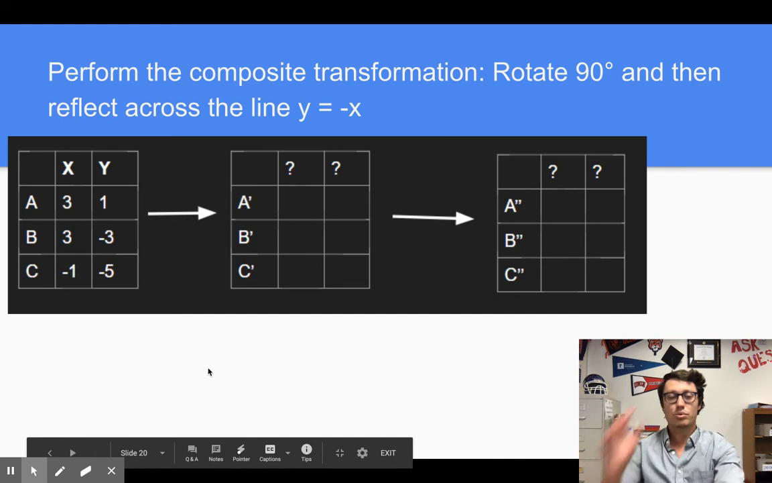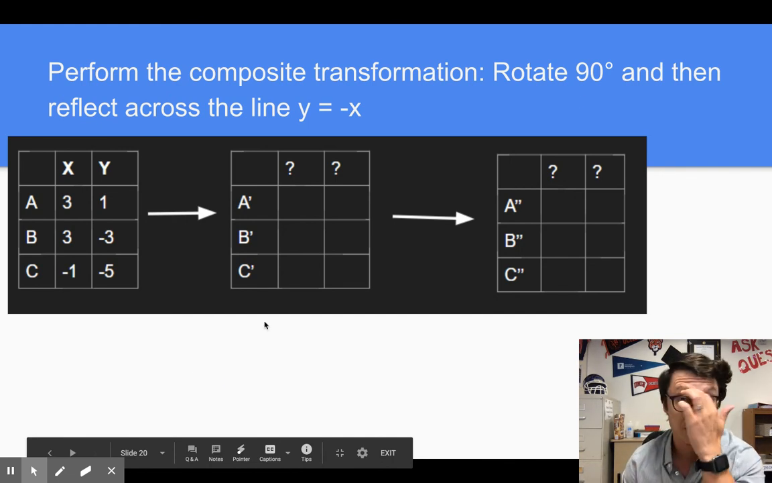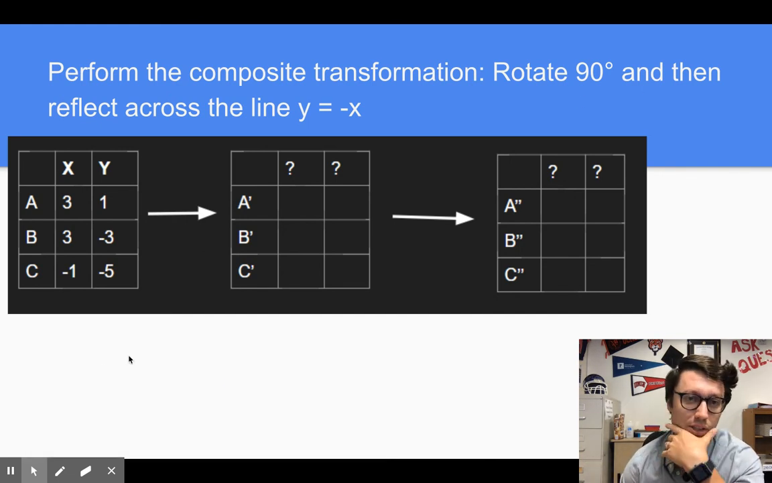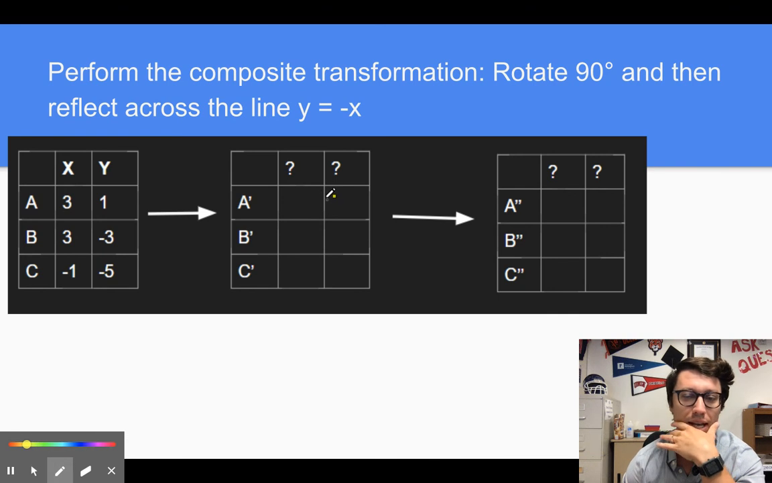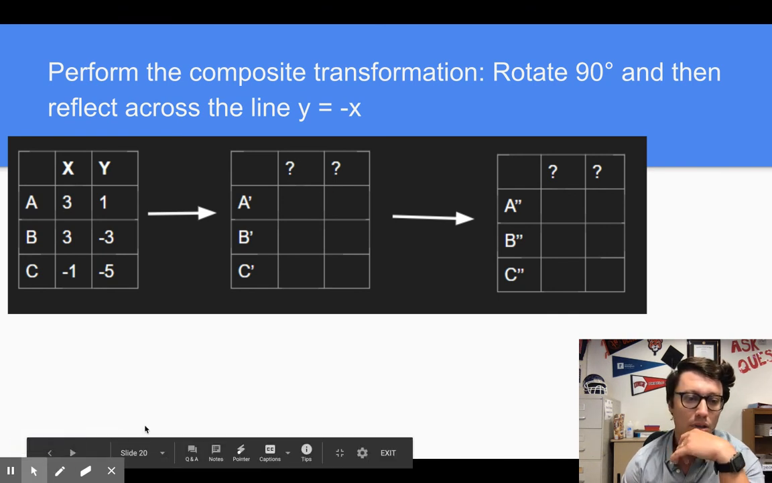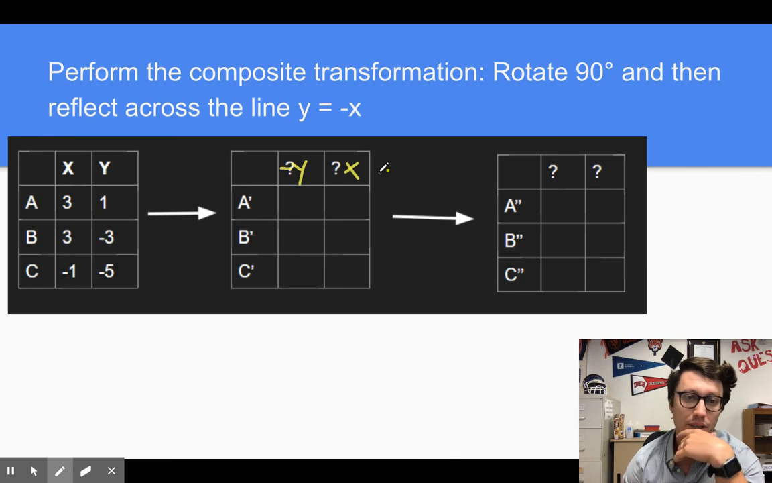Okay, last one, I believe last one. Yep, last one. Rotate 90 degrees and then reflect across the line y equals -x. So our first rule, when we rotate 90 degrees, xy changes to -yx. And again, I just looked that up. It's okay. All right, we take our y values, change the sign. +1 changes to -1. -3 changes to +3. -5 changes to +5. Keep our same x values. 3, 3, and -1 all stay the same.